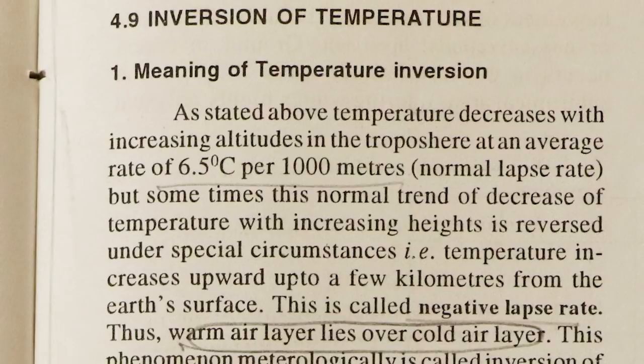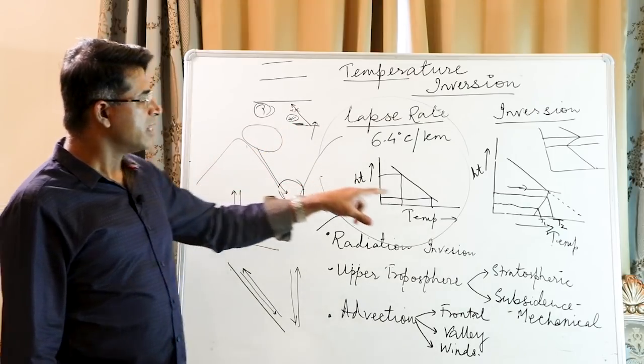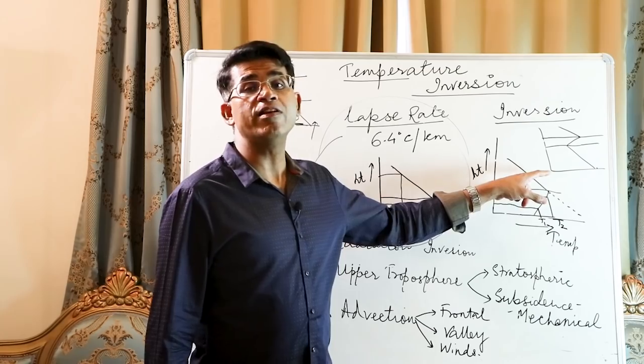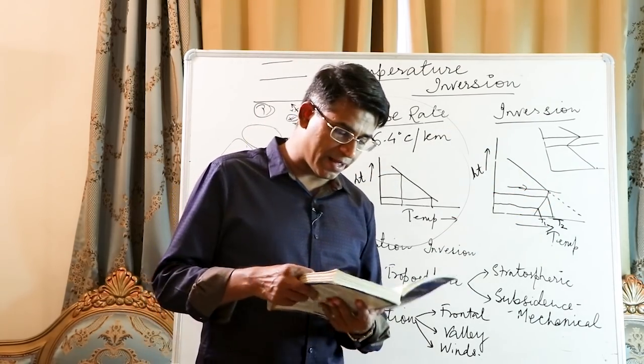Thus, the warm layer lies over the cold layer. So, when you have inversion, the lower layer is relatively cooler and the above layers are relatively warmer. So, warm air lies over the cold air.